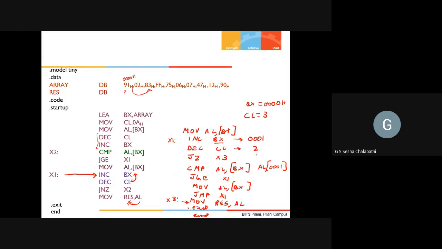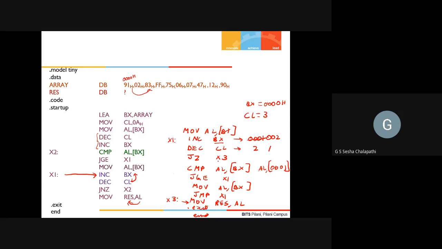If it is 0, then it will go to X3. So it will not go to X3. And then I'll compare AL with 0001. If AL is greater than or equal to, it will go to X1. Now BX will become 0002. Now CL will become 1.